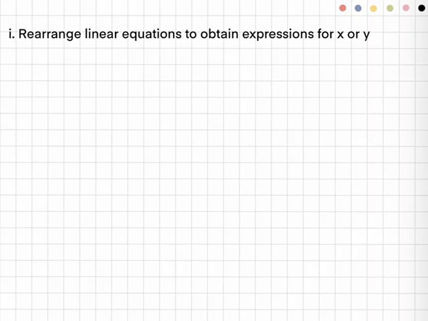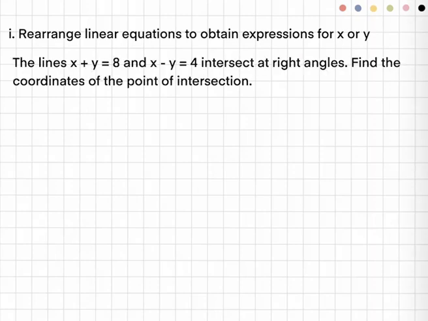Okay, so when we're rearranging linear equations to obtain expressions for x or y, you can choose which variable you want to rearrange and isolate for. So let's see an example over here. I'm going to put in this question right here. So let's just focus on rearranging. When we rearrange, we're trying to isolate for one of the variables here.